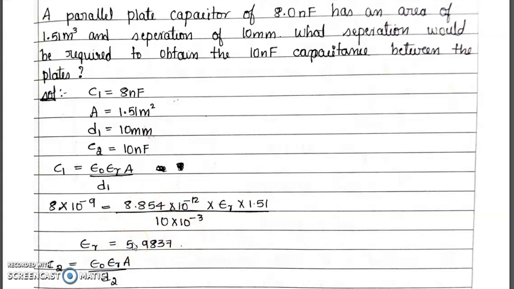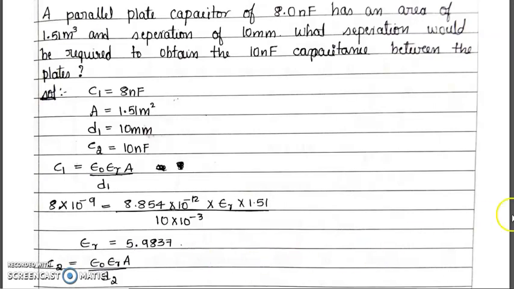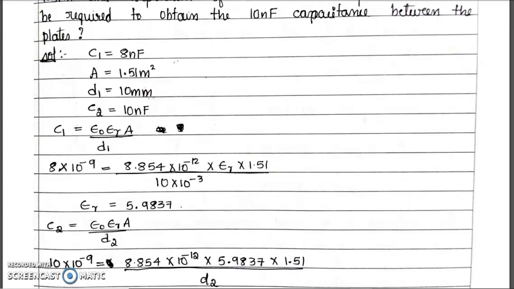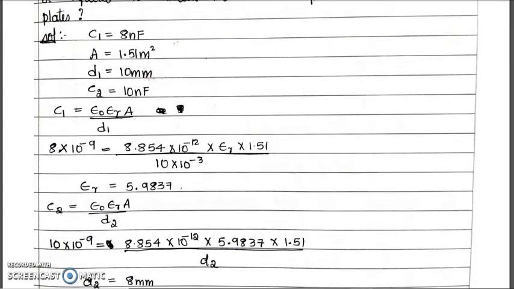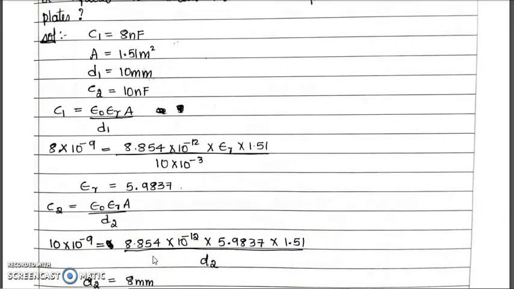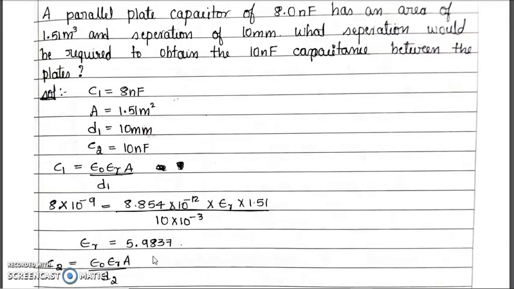Now we have to find the value of D2 to obtain a capacitance of 10 nanofarad. The area will be the same, only D2 will be changing. Substituting C2 as 10 into 10 to the power minus 9, you will get D2 equal to 8 millimeter. So this is how we obtain the separation required to get the new value of the capacitance.